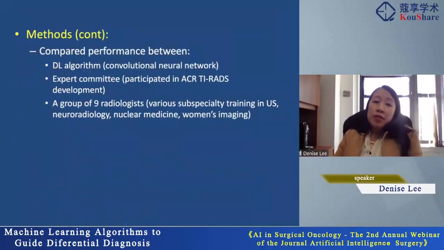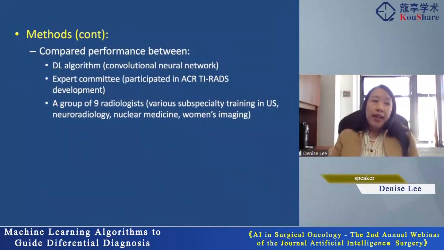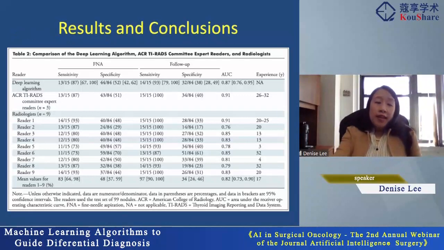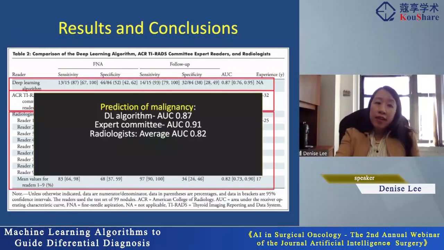And they had a test set of about 99 nodules. What they wanted to do was compare the performance of their deep learning algorithm with a group of expert radiologists who had participated in the development of the American College of Radiology TI-RADS system, and then compare that to the performance of a group of 9 radiologists who did not have any specialty training in thyroid ultrasound. So they compared the performance of the deep learning algorithm, the expert committee, and the group of general radiologists.